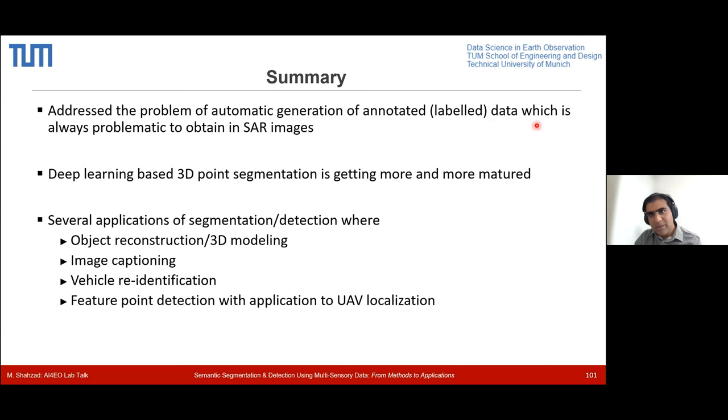So just to summarize, I addressed the problem of automatic star generation annotation method, which is always problematic in star images. I showed the deep learning based point cloud segmentation, which is getting more and more matured. And I showed several applications of segmentation and detection, where in segmentation, I showed object reconstruction and 3D modeling, and in detection, I showed 3 major applications in 3 different areas.